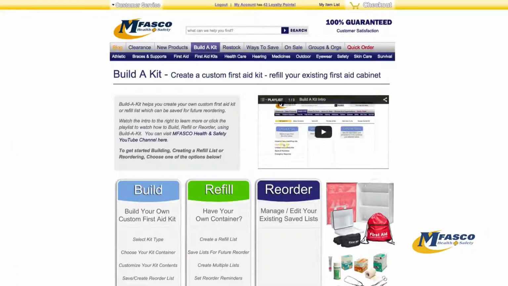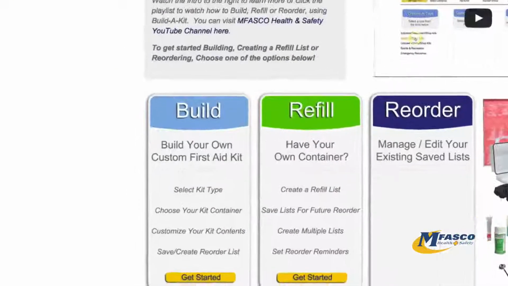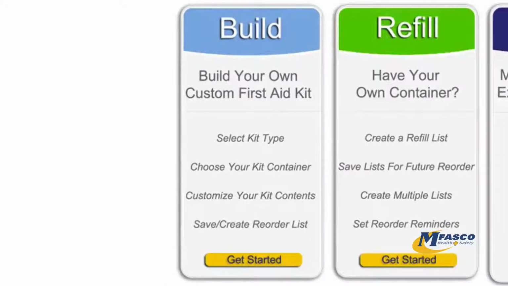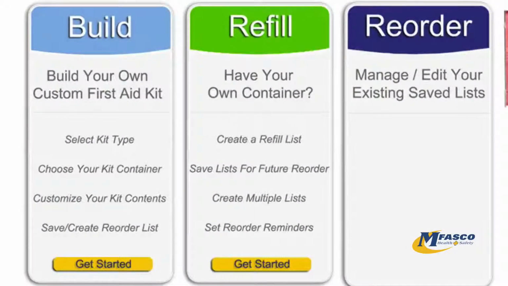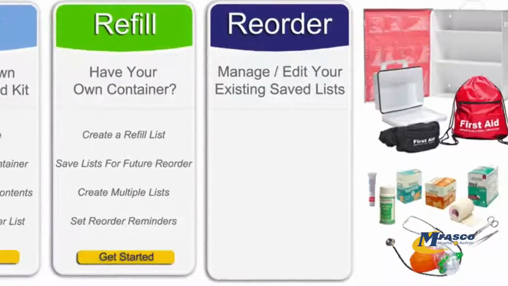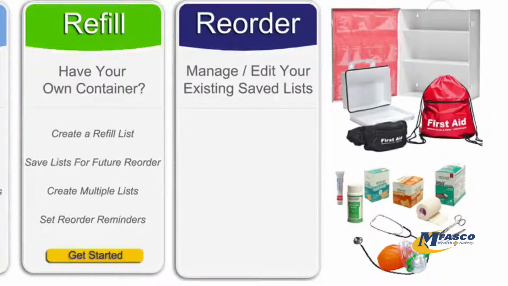You'll quickly see that we have a choice to either build, refill, or reorder. The build link starts the process of building a first aid kit. The refill link starts the process of creating a refill checklist. And the reorder link displays a list of any first aid kits or lists that you've created in the past.